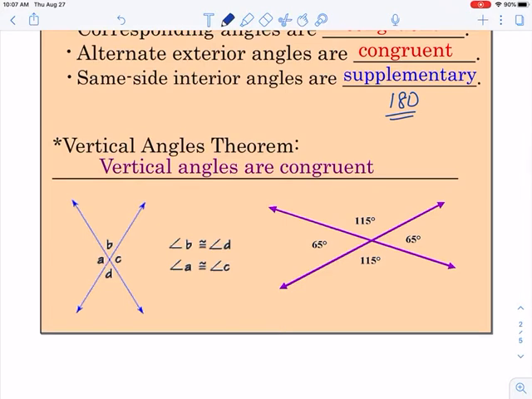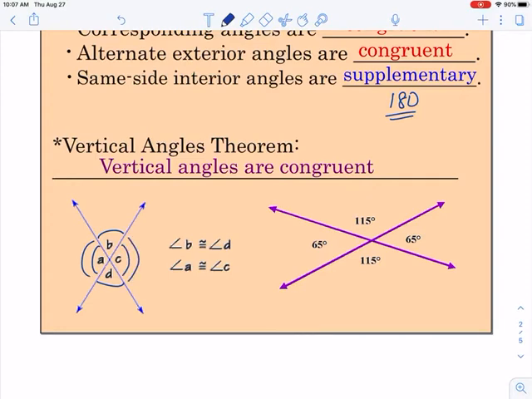Okay, and then the other type of angle that's going to come up in here is something called vertical angles. And the thing that's special about vertical angles is that vertical angles are congruent. So if we look at our picture on the left, angle B and angle D are vertical angles, so they're going to be congruent, and angle A and angle C are vertical angles, so they're going to be congruent.